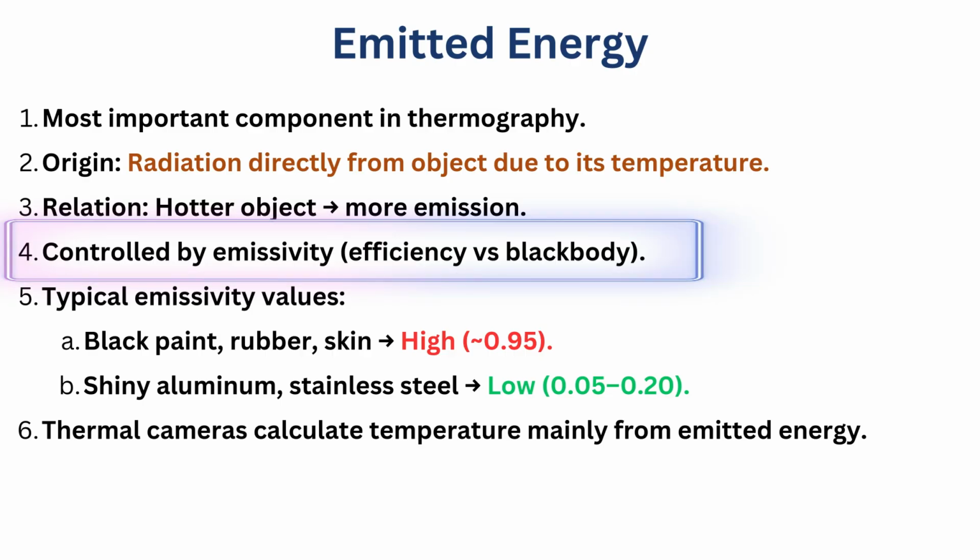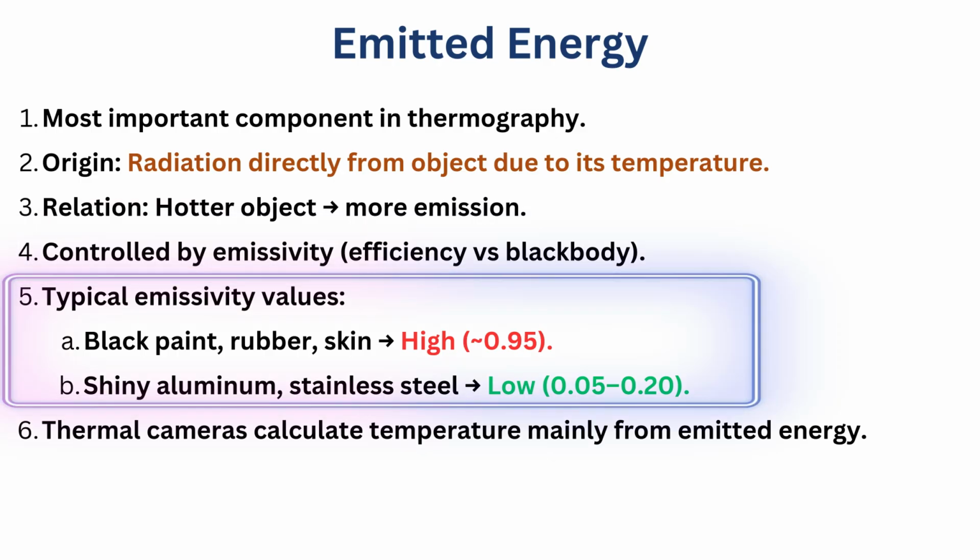So what is this emissivity? We have already discussed it in our last video, but normally it describes how efficiently a material can radiate heat compared to a perfect black body. And what is a black body? A black body is a body which emits 100% of energy. Let's say you have black paint, rubber or skin. These are all high emissivity materials, very high, near to 1, or 0.95 or 0.96 like this.